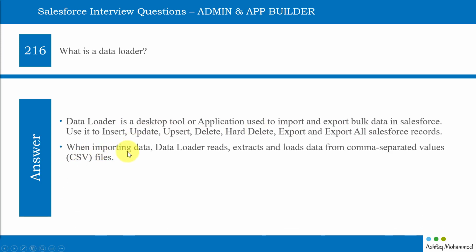And when importing the data, data loader reads, extracts and loads data from a comma separated value file. So basically we have to add the data into a comma separated file and then feed it into the data loader with a certain operation, and whatever operation we selected, it will perform that. Basically, if we create a CSV file and ask it to perform the insert operation using this CSV file, then data loader will insert the records in Salesforce. And when exporting the data, it outputs a CSV file as well. So if you are exporting the data from Salesforce, it will export the data in the CSV file format.